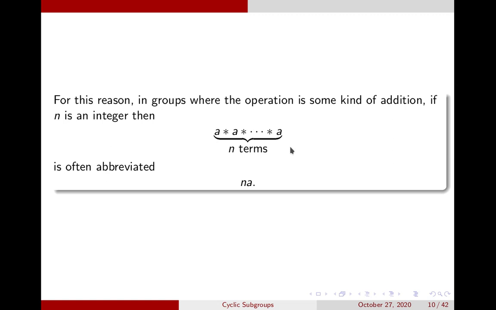So for this reason, in groups where the operation is some kind of addition, if n is a positive integer, then combining n factors of a using the group operation is often abbreviated n times a rather than a to the n.